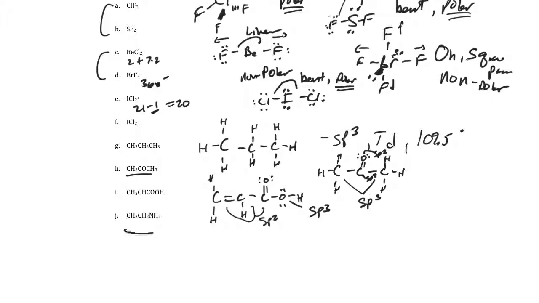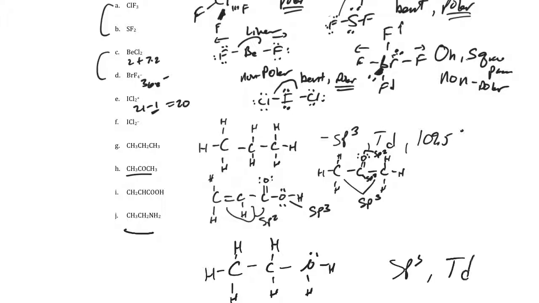Our last one has a nitrogen, so we have CH3, CH2, NH2, and so this molecule here would be sp3 for all of them because they're all tetrahedral and all approximately 109.5 degree bond angles. Let's address polarity for a minute.